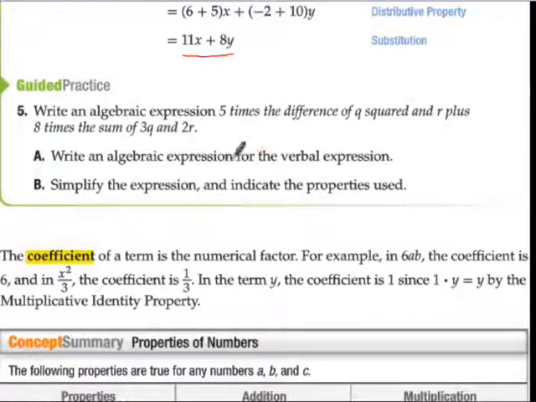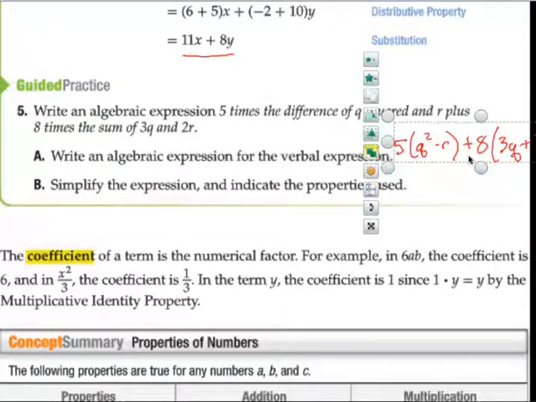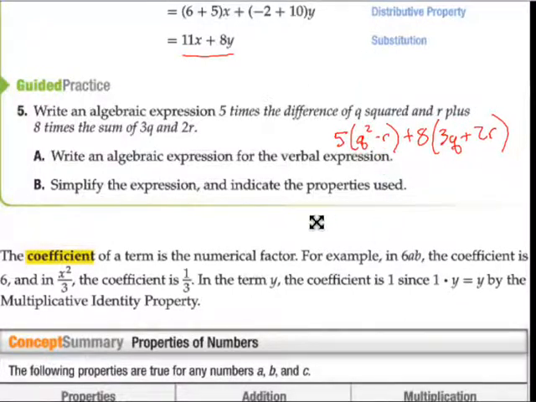Write an algebraic expression for this verbal expression. Go ahead and take a second to do that. Hopefully you got, or are on your way. If you're still working, go ahead and pause it for a second. 5, okay, times the difference, and this is where we have q squared minus r in parentheses, plus 8, and this is going to go off the screen, but I'll move it in just a second, 3q plus 2r. All right, so here's the expression I got, right there.